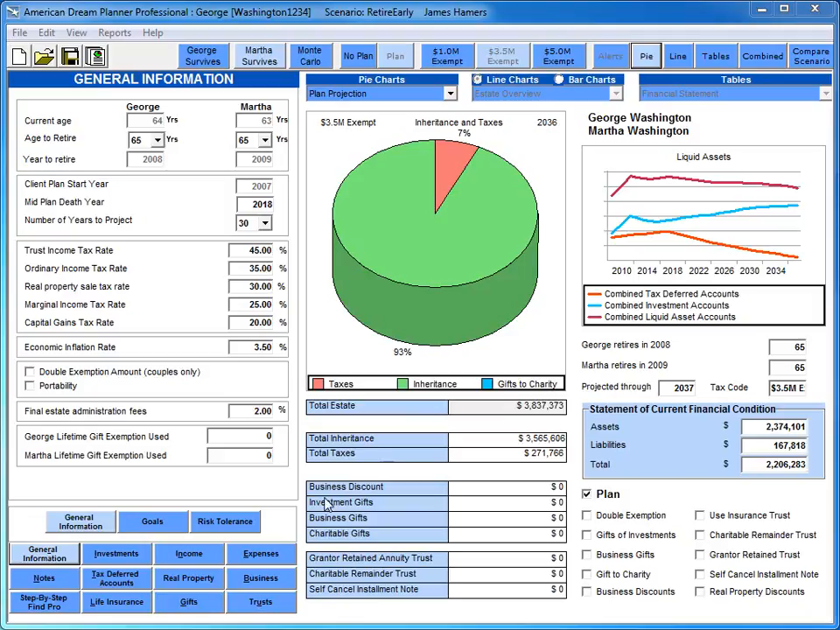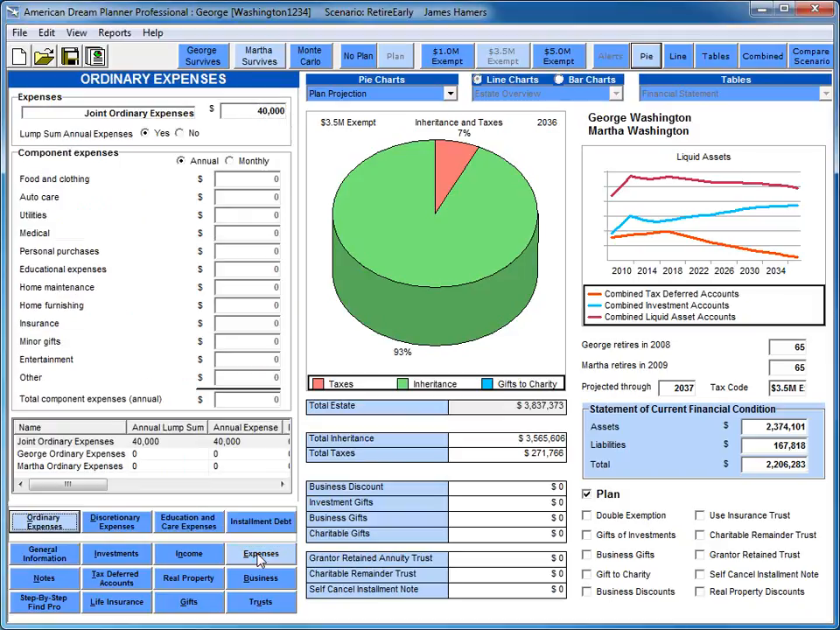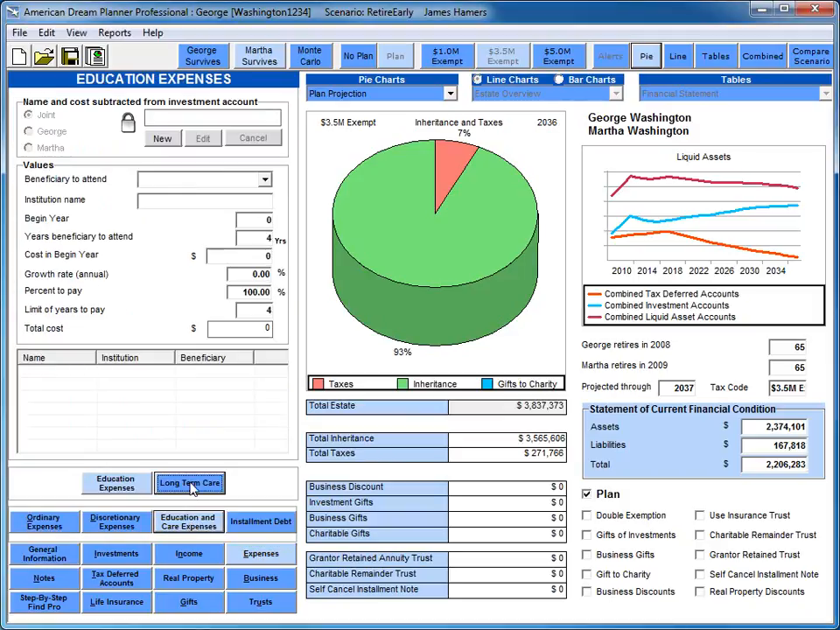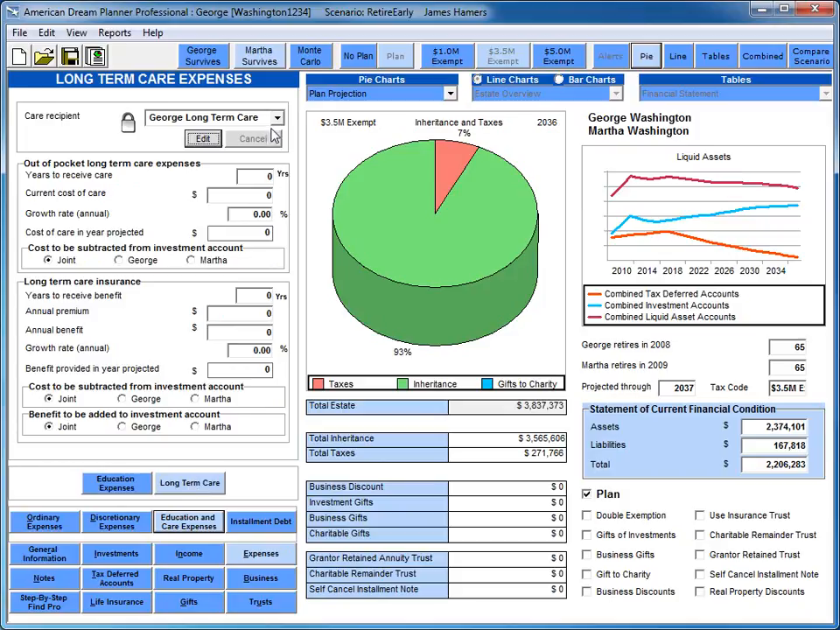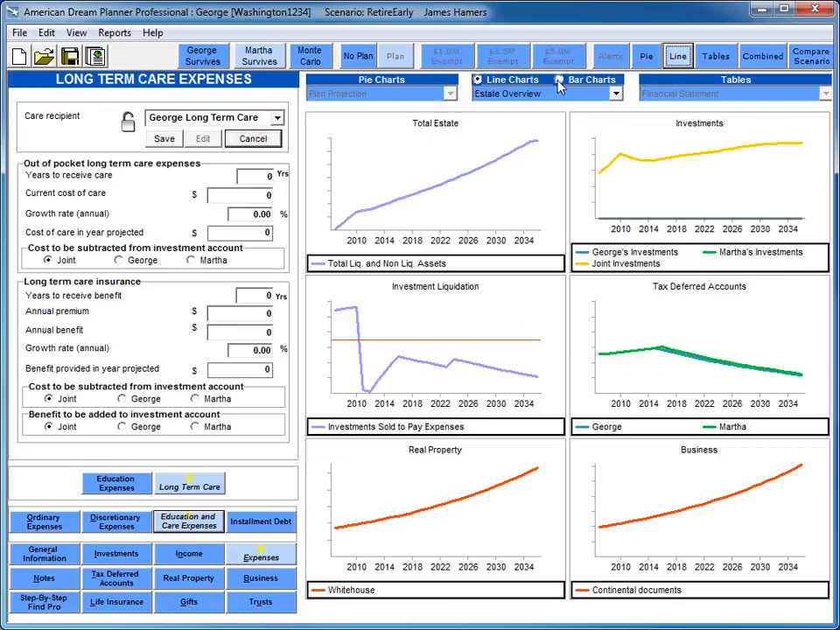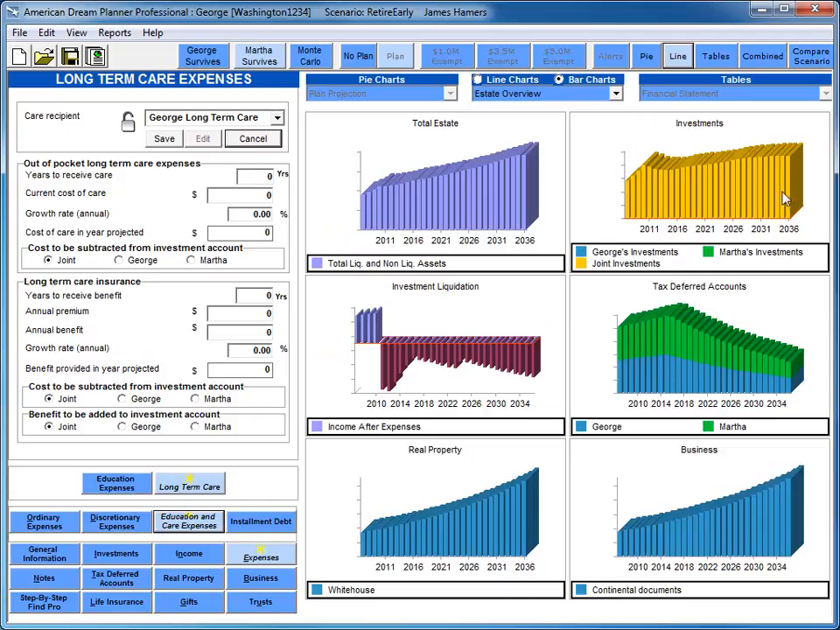To input the value of those long-term care costs, click the Expenses, Education Care Expenses, and Long-Term Care buttons. We can work with either George or Martha. In our example, we're going to work with George. And to see the impact of that care cost, go from pie chart to line charting tool and click the bar charts. We're going to pay particularly close attention to what happens in the years projected.